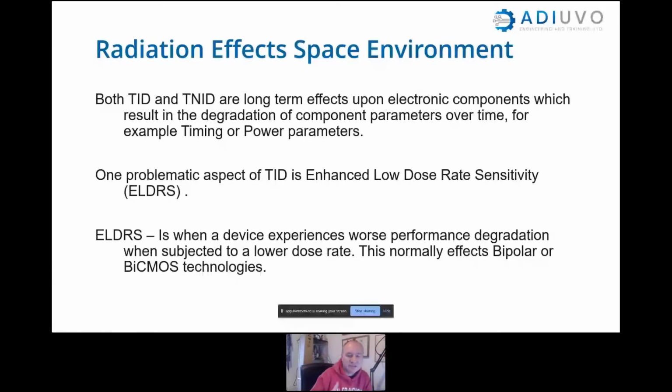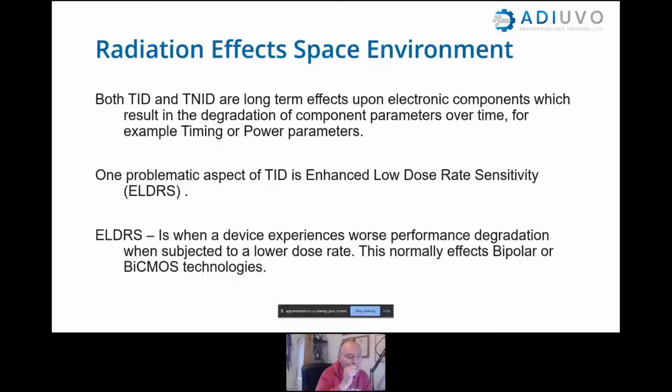So the total ionizing dose is a long-term effect. It's just a long-term gradual radiation dose of the components, and it will change things. For example, on our digital FPGAs, it will begin to change how that device works slowly over time. It will change its timing performance. It will make it slower. It will change its power parameters by increasing the power dissipation that it draws.